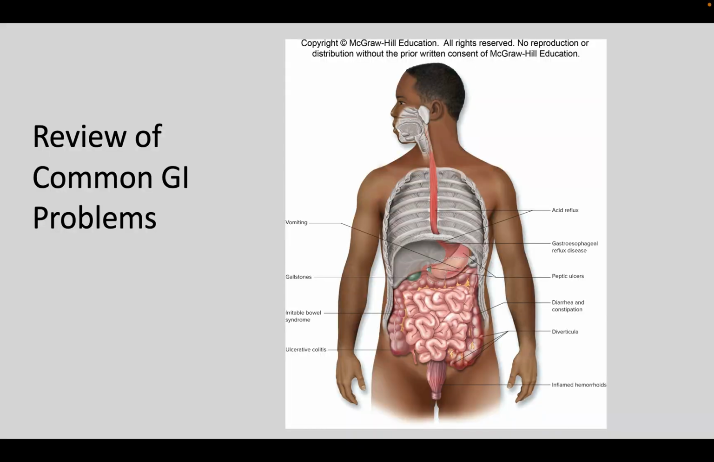This slide provides a visual overview of the various GI disorders. You can also see this in your text on page 94.